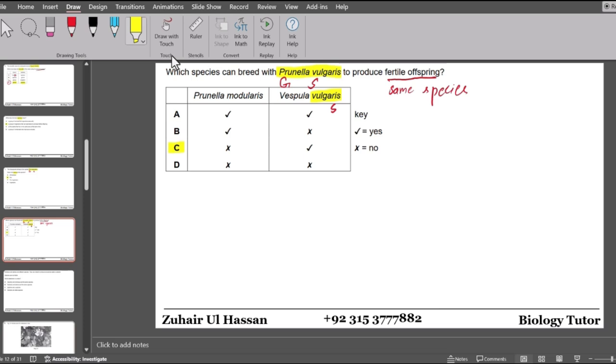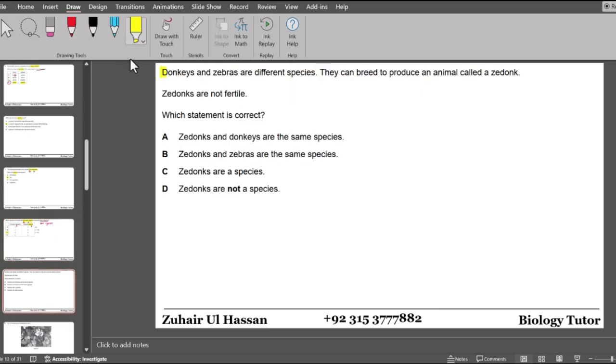If the organism given in the statement reproduces with the first organism of the options, there will be the formation of infertile offspring, because both have different species names, and a species name represents an individual species. So for fertile offspring, both organisms must have the same species name. Two different species are given there. They have reproduced with each other and produce an offspring that is known as the zedong. They are saying it is not fertile. When it is not fertile, it won't be a species as well, because it would not be able to reproduce further.